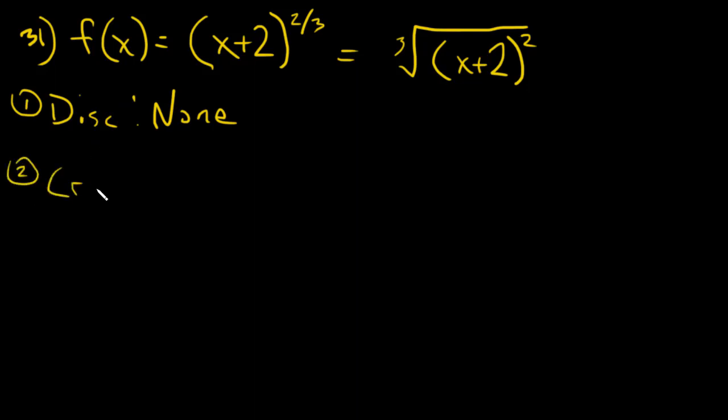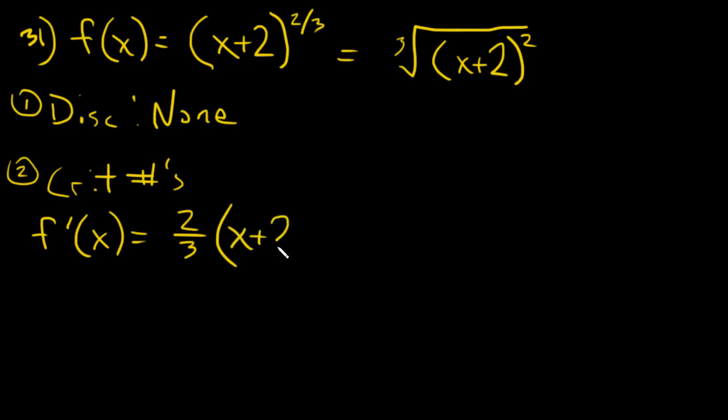So the critical numbers, well, I have to find the derivative of the function first. So f prime of x is going to equal 2/3 times (x plus 2) to the 2/3 minus 1, negative 1/3 power. And then since this is not plain old x, I have to multiply by the derivative of the interior, but that's just a 1 in this case. So we're good to go with just this 2/3 (x plus 2) to the negative 1/3.